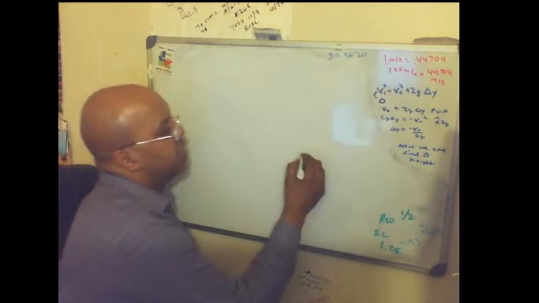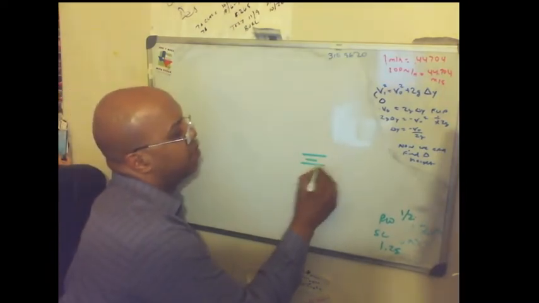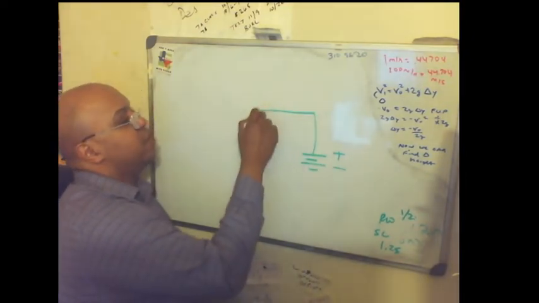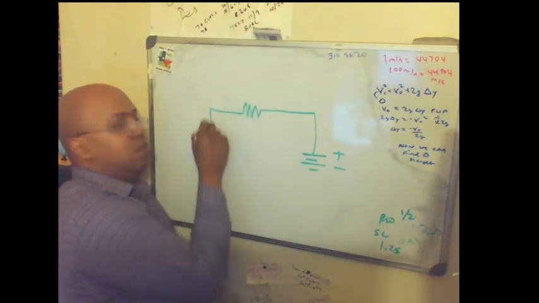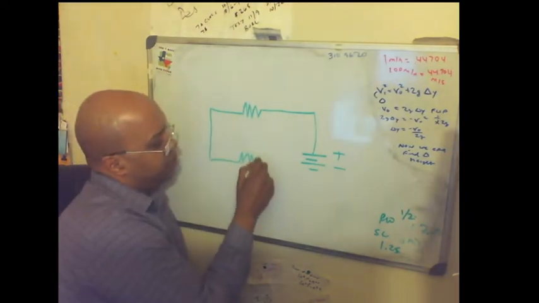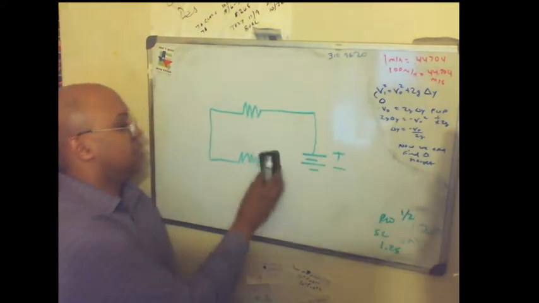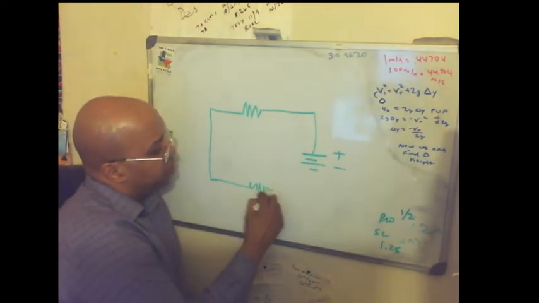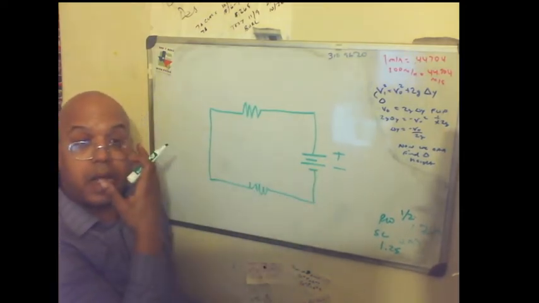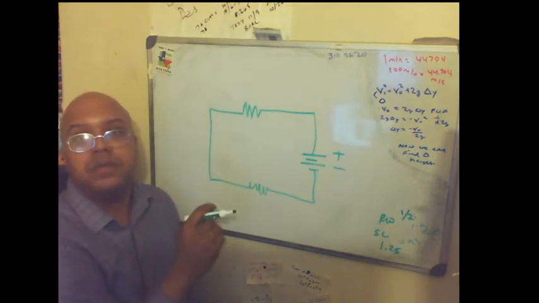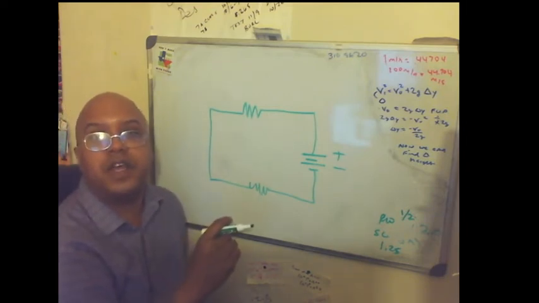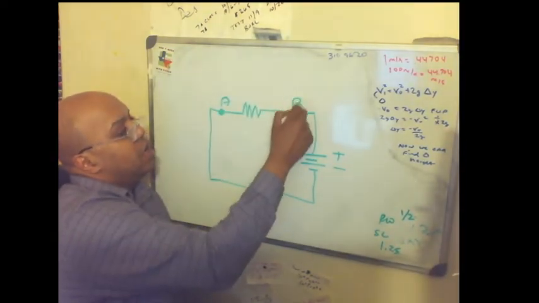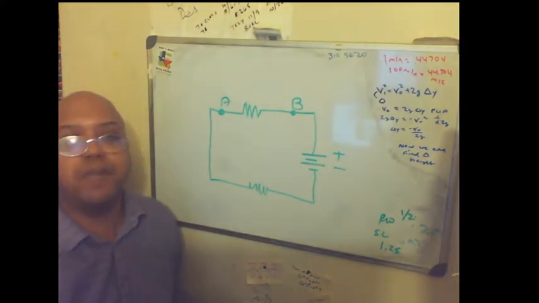In this question we have a battery, we have a resistor, and we have another resistor. I probably should have just brought my conductor down. And we have another resistor. Now, what they have here is point A and point B.